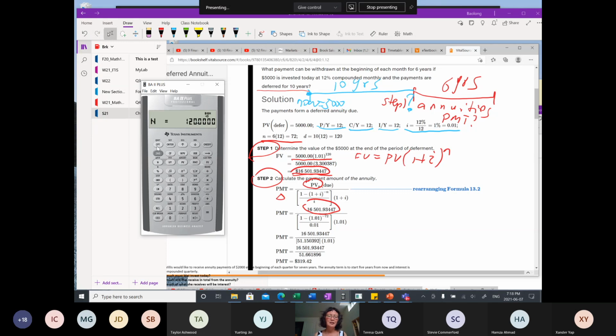Okay. So now compute FV, future value. You see, this number agrees with the step 1 number here. So this is the future value. And this future value becomes the present value for this annuity, the 6-year annuity. So I will press PV, meaning the present value for the annuity is this number.